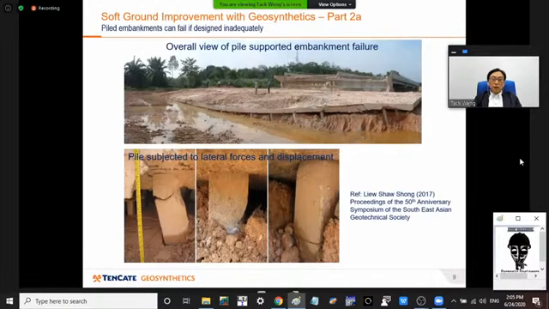Pile embankment sounds like a very solid support, but they need to be designed correctly and adequately to avoid problems as seen here. You can have the subgrade soil underneath the pile embankment being eroded away, and buckling of piles and so forth.